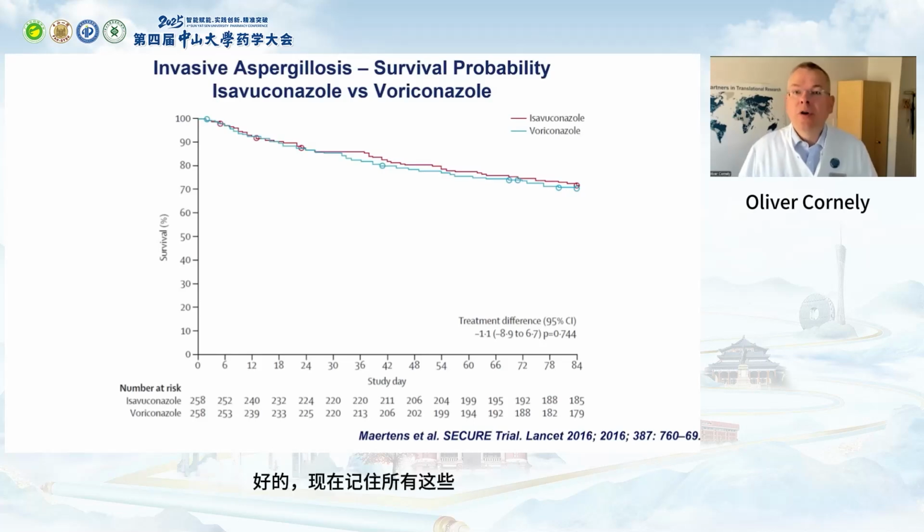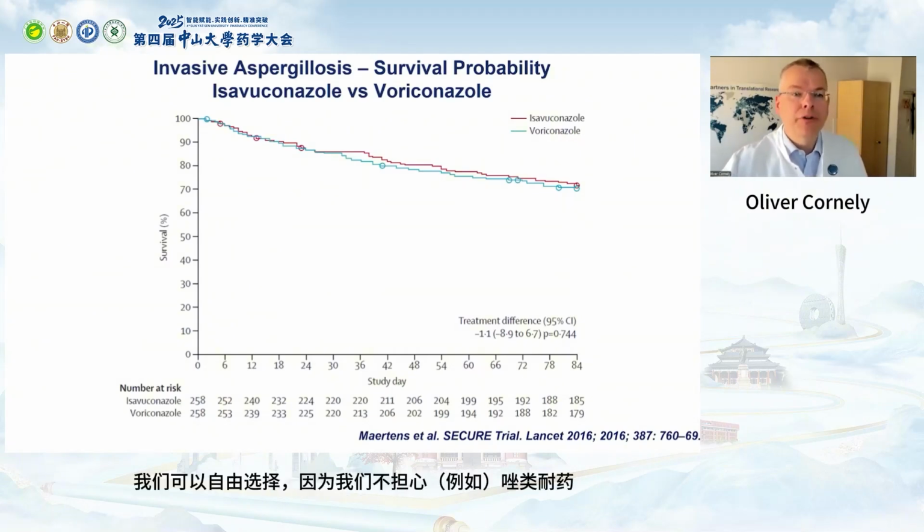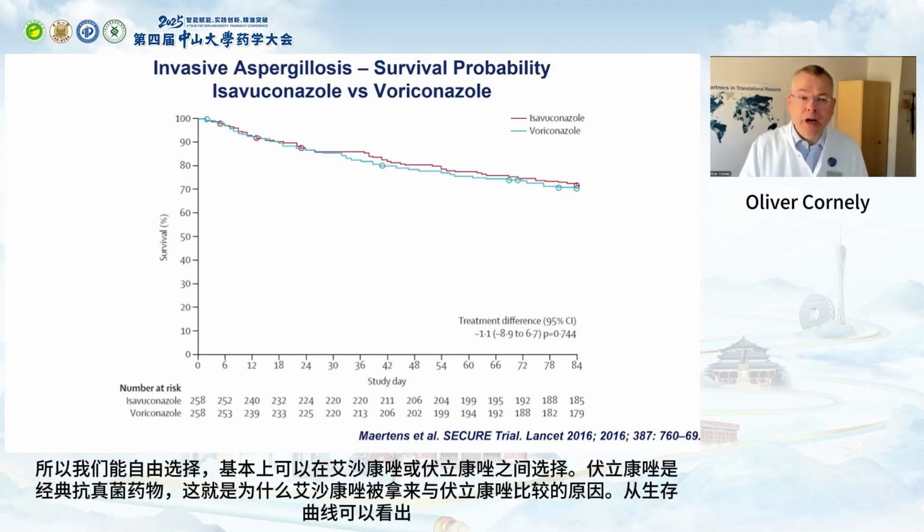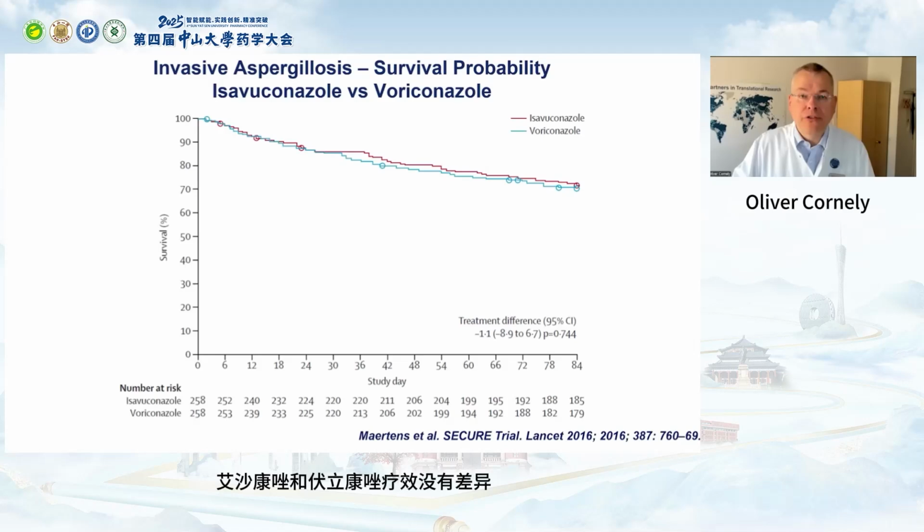Okay, having all that in mind, now in patients who were not receiving prophylaxis, we are free to choose because we don't fear azole resistance, for example. So we are free to choose, and we can choose basically between isavuconazole or voriconazole. Voriconazole is the classic and the standard, and that is why isavuconazole was compared to the standard. And there was no difference in efficacy, as you can see from the survival curves.